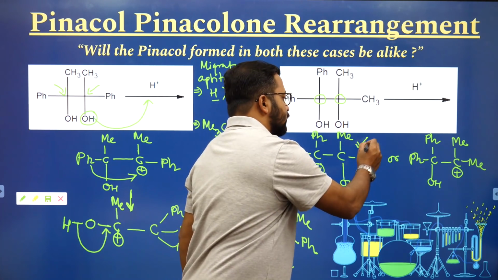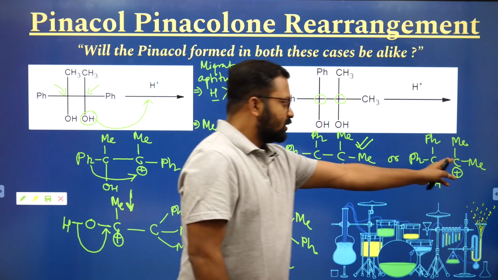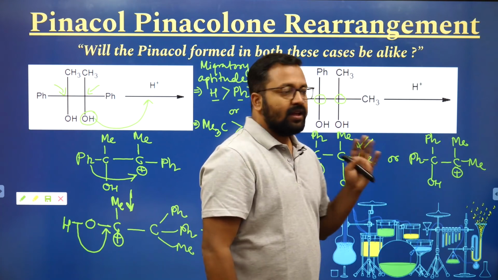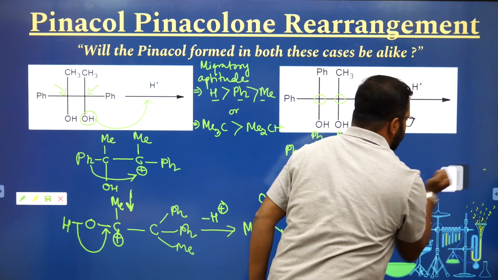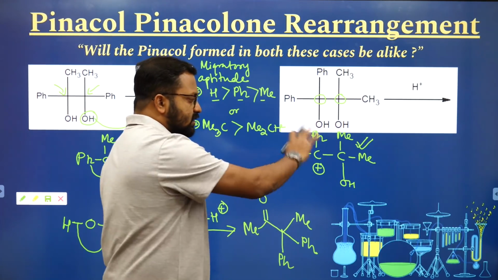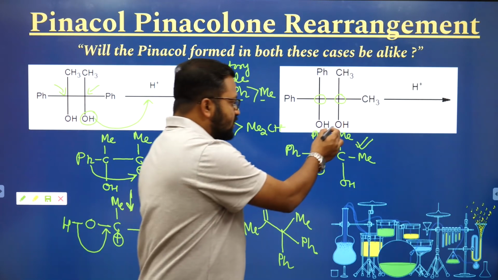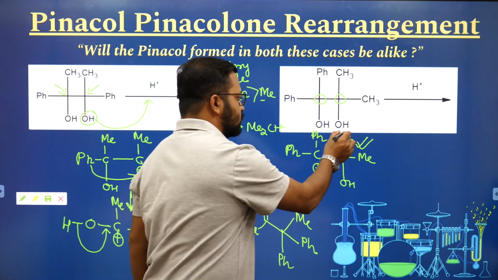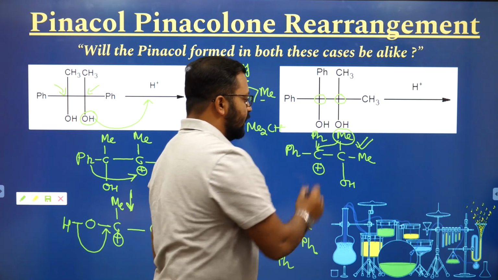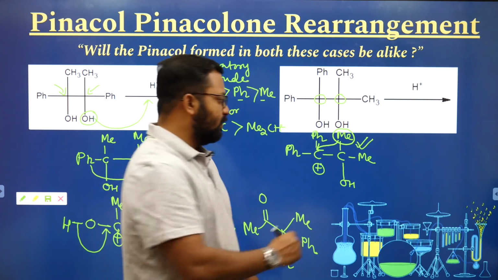This one is more stable because this is benzylic, and this is non-benzylic, this is 3 degree. So this will be more stable, and I will not take the other into consideration. Now once this is formed, which one of these two groups will migrate? There are two methyl groups, there is no competition, so one of the methyl will migrate and the carbon oxygen double bond can be formed.